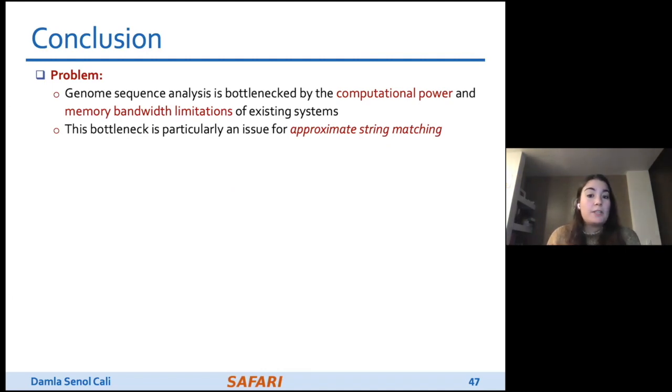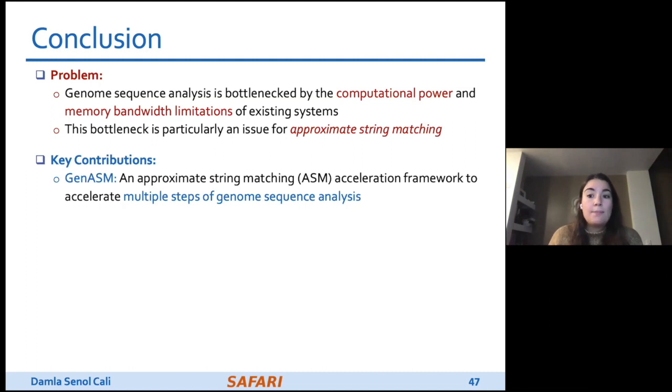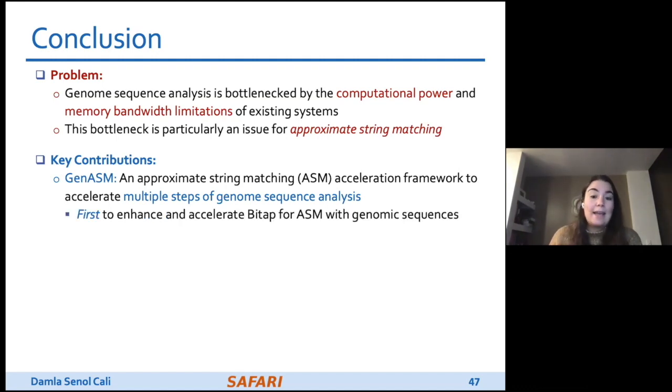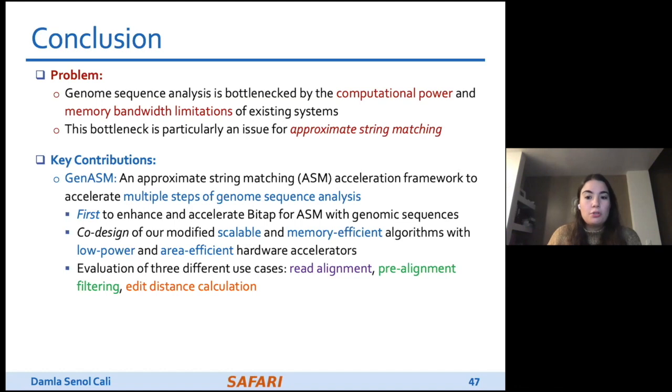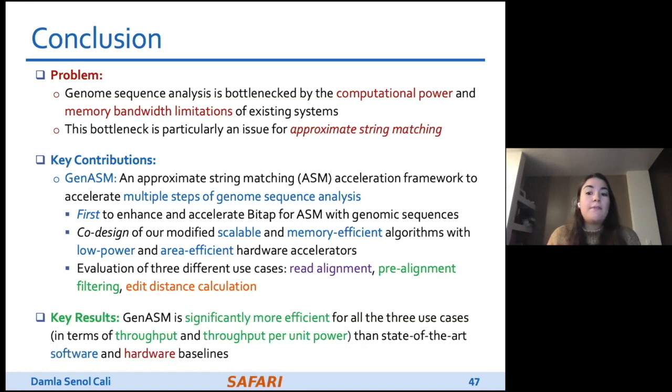So to conclude, in this work, we focus on approximate string matching because it is one of the main bottlenecks of genome sequence analysis. And we propose GenASM, an Approximate String Matching acceleration framework, to accelerate multiple steps of genome sequence analysis. It is the first work that enhances and accelerates Bitap for ASM with genomic sequences. And in GenASM, we co-design our modified, scalable and memory efficient algorithms with low power and area efficient hardware accelerators. And we evaluate 3 different use cases and show that GenASM is significantly more efficient for all the 3 use cases in terms of both throughput and throughput per unit power than state-of-the-art software and hardware baselines.